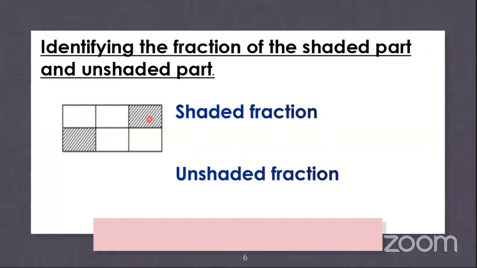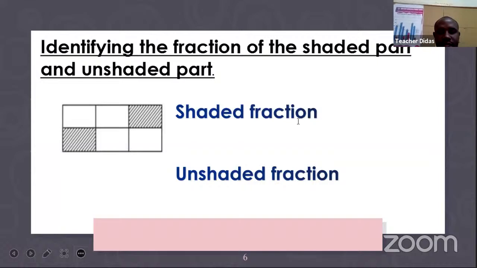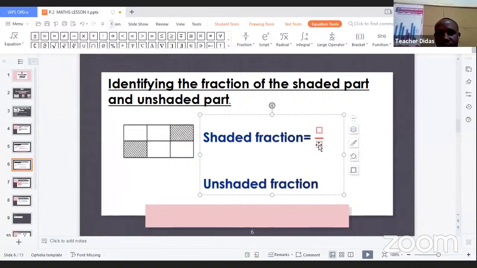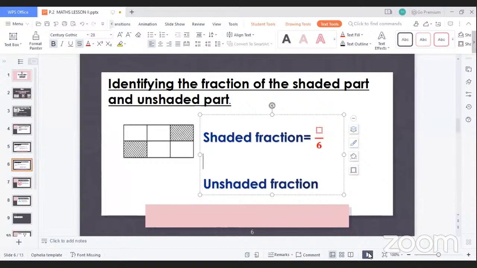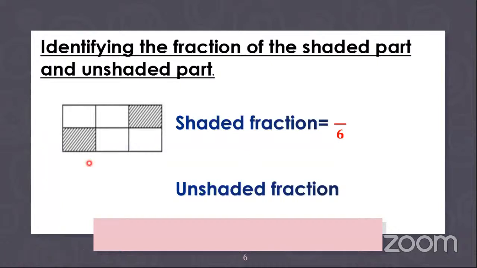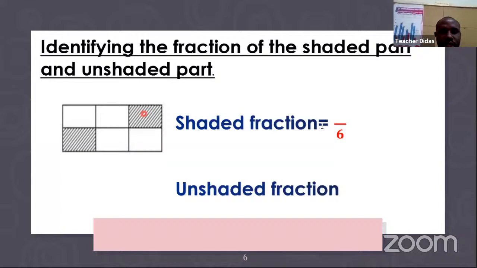1, 2, 3, 4, 5, 6. Okay, so we first count all the parts altogether, and we make that 6 our denominator. We shall put it down. Then we shall go on and count the shaded fraction altogether. Can we count it? 1, 2. So the shaded fraction is going to become the numerator like this.